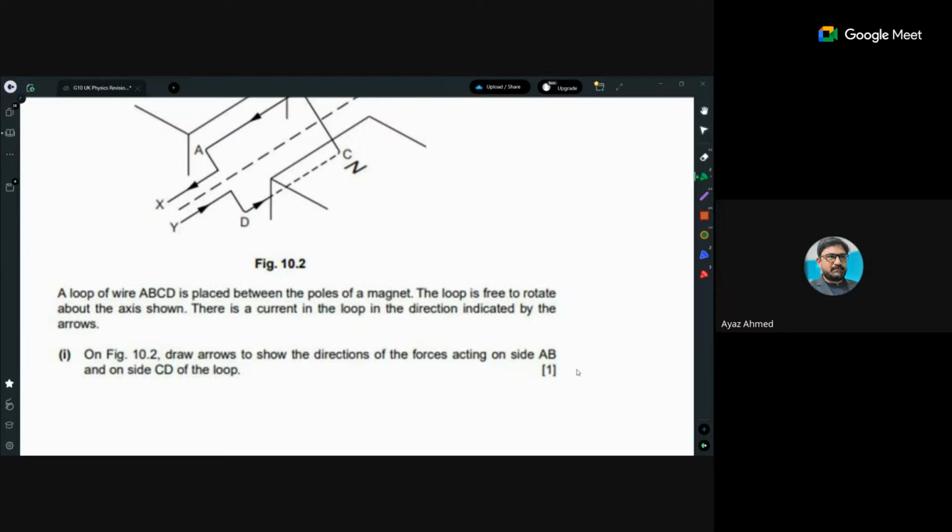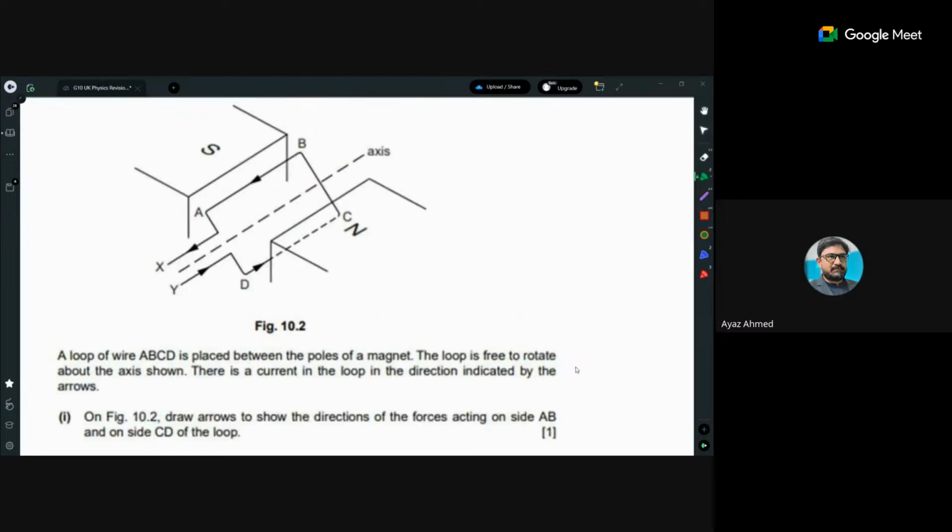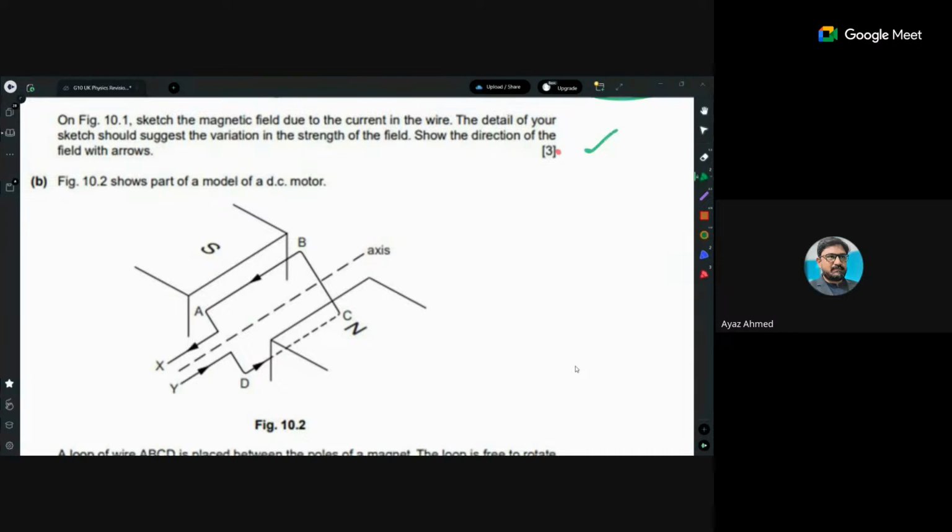On figure 10.2, draw the arrows to show the direction of the forces acting on side AB and on side CD of the loop. Okay, carry on. Tell me what would be the direction of the force. How will you get to that? By applying your three finger rule. So what do you have to do first? Where will you point your first finger? This is your index finger.